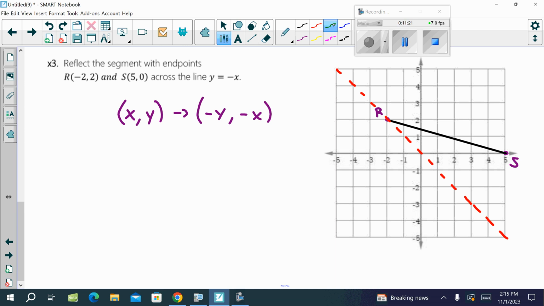Since our distance is diagonal here, it's going to be very difficult for us to flip it over diagonally. But you can do it if you want. I would just stick to the rule on this one. So S's point is 5, 0. So if we plug it into this, that would change it to 0, -5. So that's going to be down here.